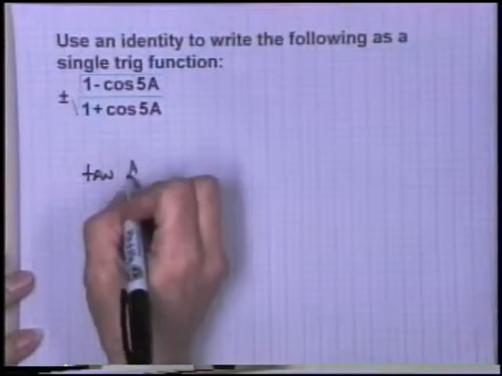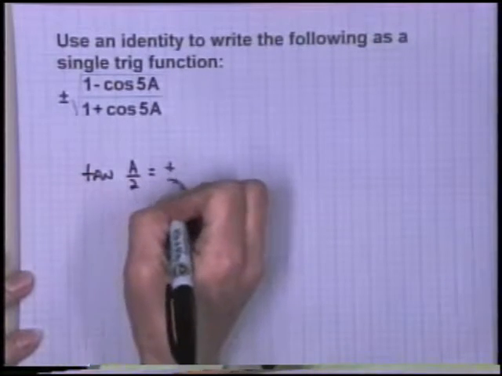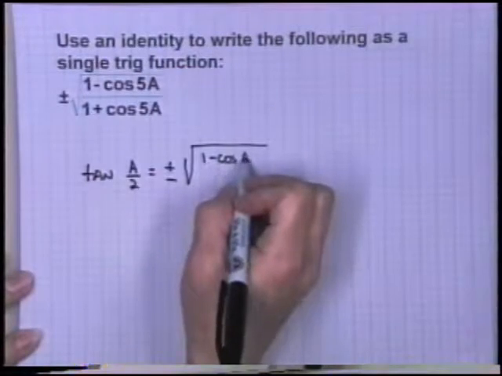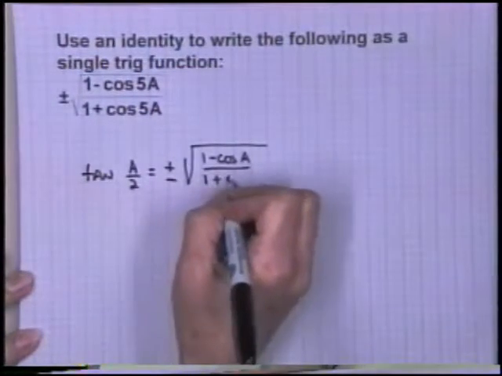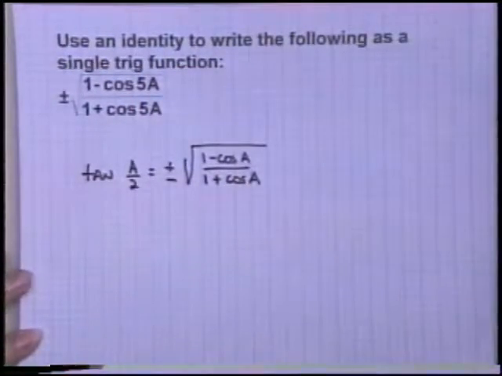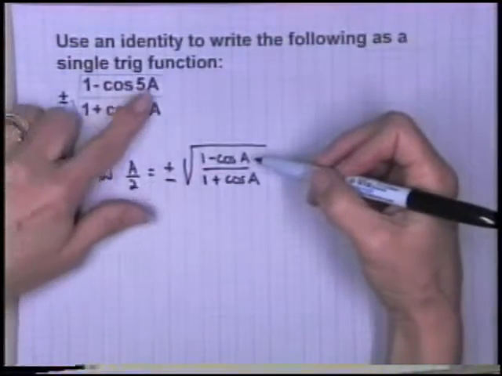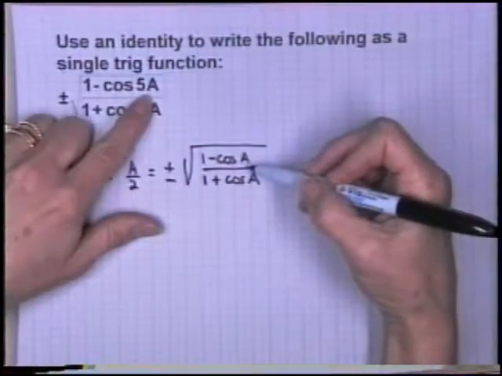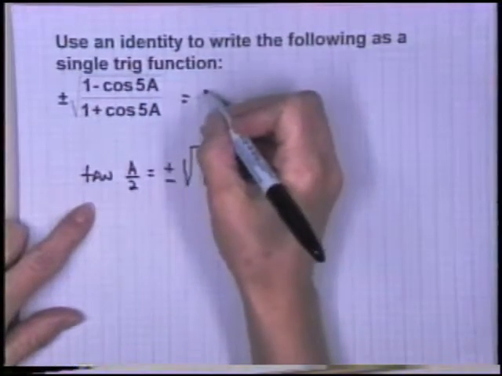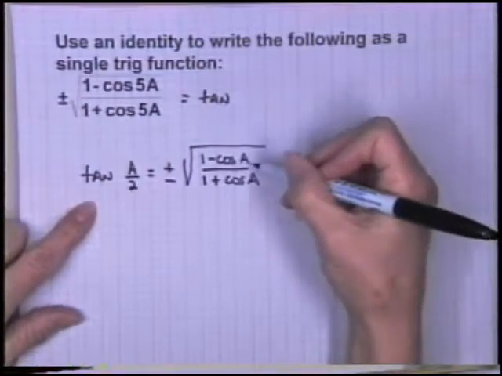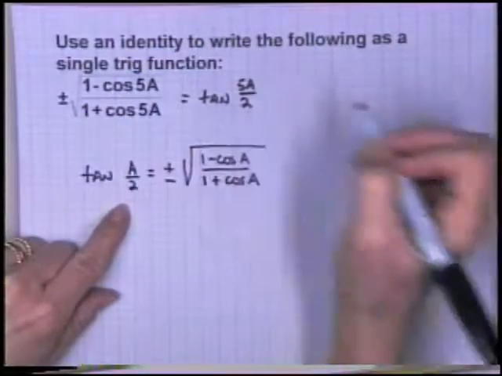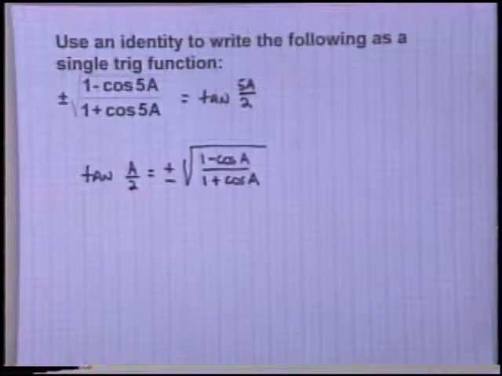The tangent of a over 2 is plus or minus the square root of 1 minus the cosine of a divided by 1 plus the cosine of a. So in our problem, if we compare, what we have instead of a is 5a, right? And so over here we're going to get tangent, and we want to take what we have here, that 5a, and divide by 2. So we have the tangent of 5a over 2.